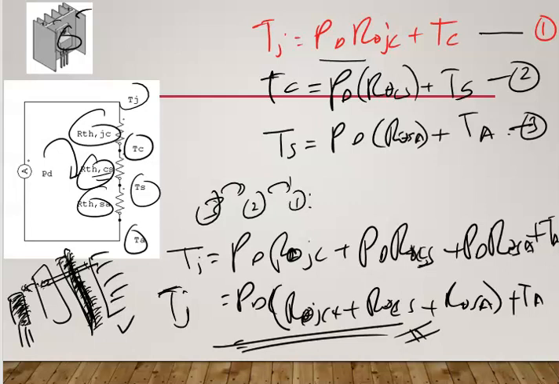So this is the element that represents between junction to case, between case to heatsink, between your tap and heatsink, between heatsink and ambient. So we have 3 elements here: 1, 2, 3. That's what we have here, 3 elements of thermal resistance. Okay, got it or not? So it ends up with this, which is what's called the equilibrium equation.